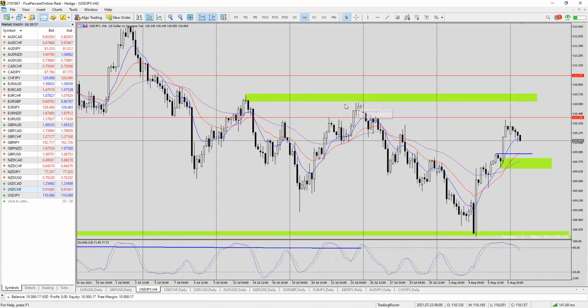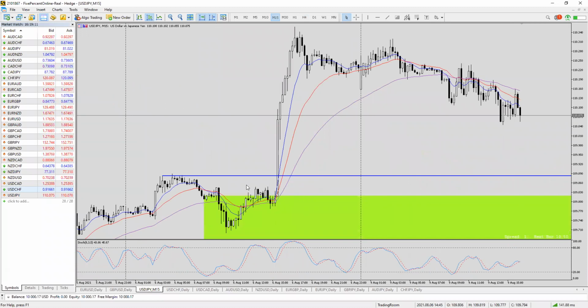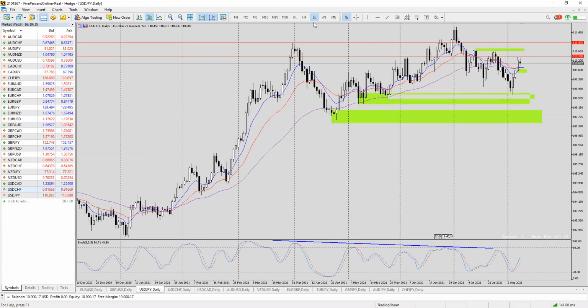This supply zone was pretty much tested or almost tested. Just as you can see, demand below, supply above, support, resistance. So either take very short trades, okay, or just look for other pairs to trade if you're swinging.